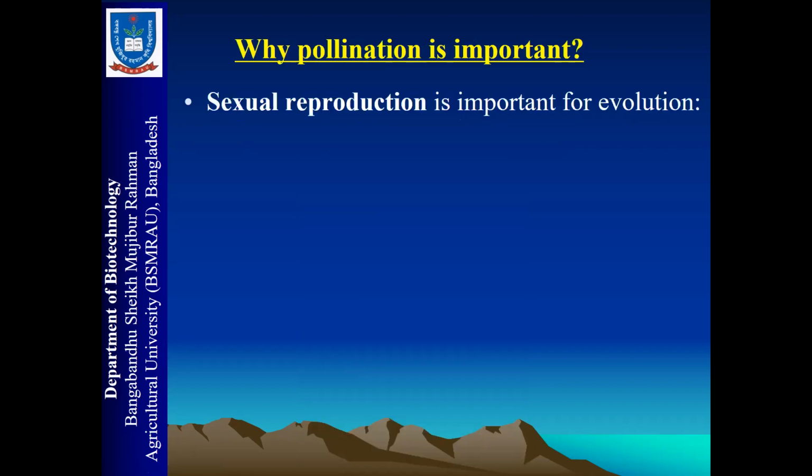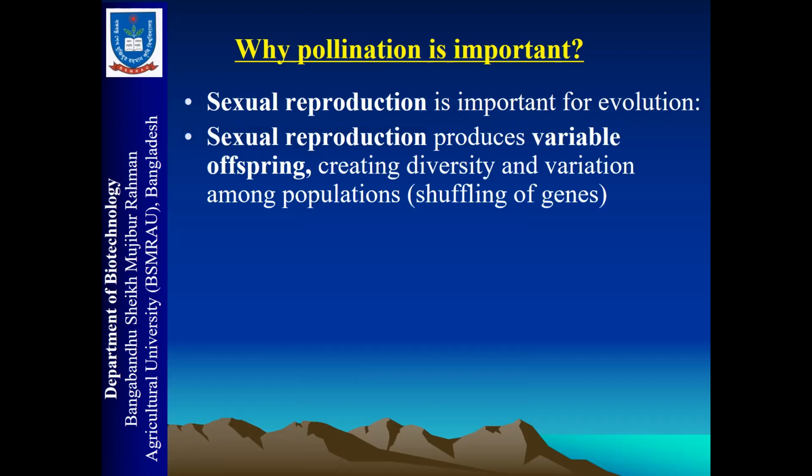So why is pollination important? Pollination is sexual reproduction in plants and is important for evolution. And sexual reproduction produces variable offspring, creating diversity and variation among populations. Shuffling of genes takes place during pollination. Pollinators or the pollinating plants have no regulation, but the shuffling of genes takes place.